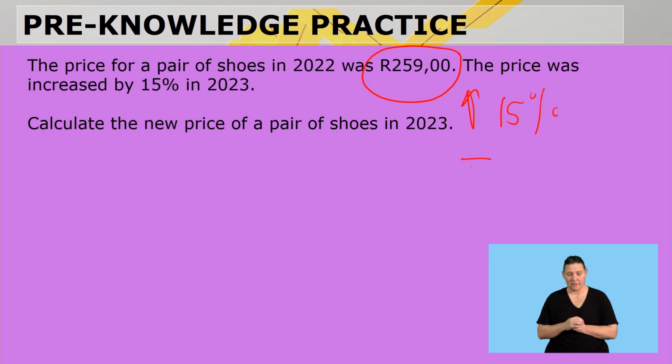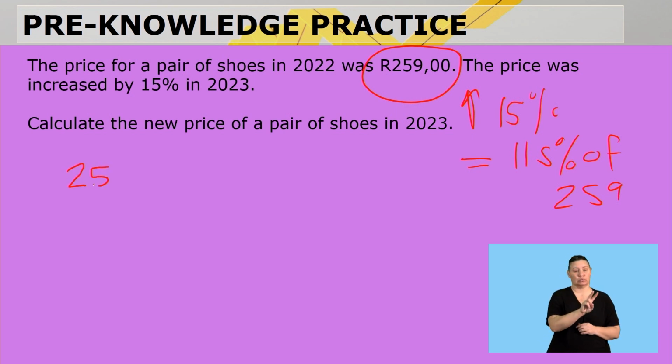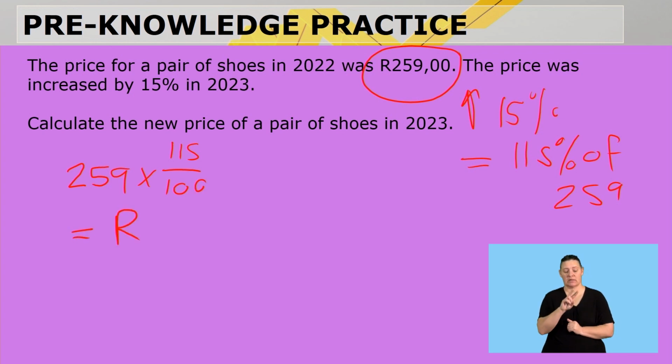So the new price is then going to be 115% of the 259. Let's do it properly. So it's going to be 259 Rand times 115 over 100, and then now in 2023 it will cost 297 Rand 85 cents.